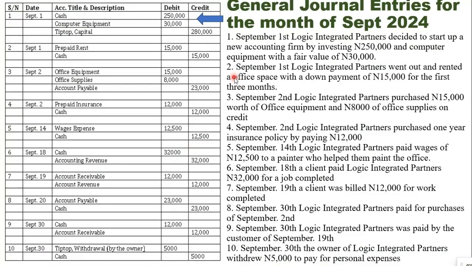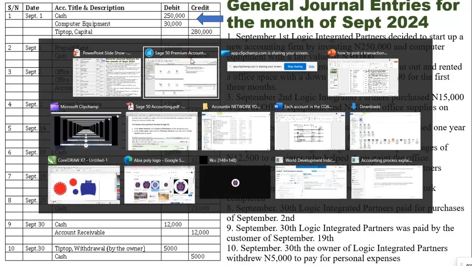The second transaction is September 1st. Logic Integrated went and rented an office space with a down payment of 15,000 naira for the first 3 months. So we have prepaid rent and cash. We're going to debit prepaid rent and credit cash. So this is a vendor transaction.